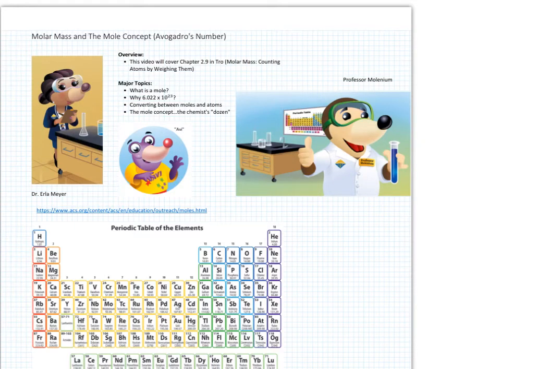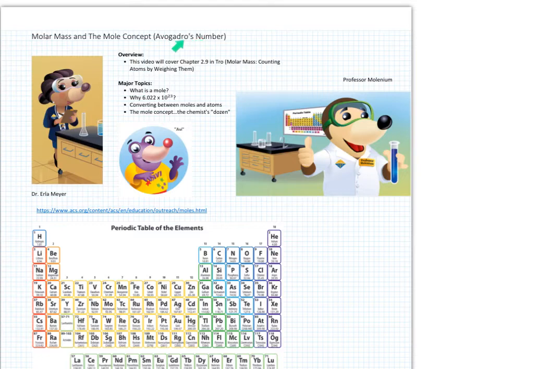Today we have a very important concept we're going to talk about. We're going to talk about the mole concept, which is arguably one of the most important major concepts you can learn in Gen Chem 1. And we're also going to see how that relates to molar mass, and this number that you've probably heard of called Avogadro's number, where that comes from.